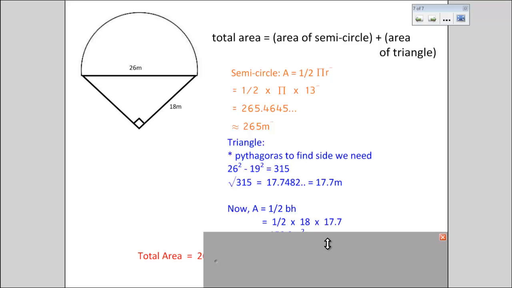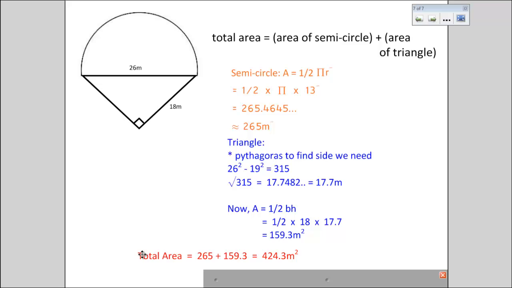So half BH is half of this side times this side. Okay, so doing it with the numbers we've got there, we get 159.3. So then, finding the total area of the shape, we add up the semicircle and the triangle, and we end up with something like that. Okay?